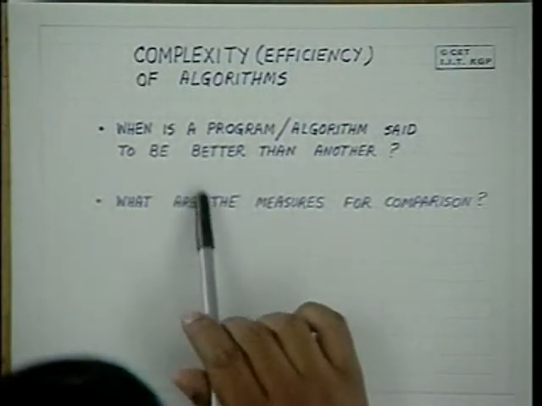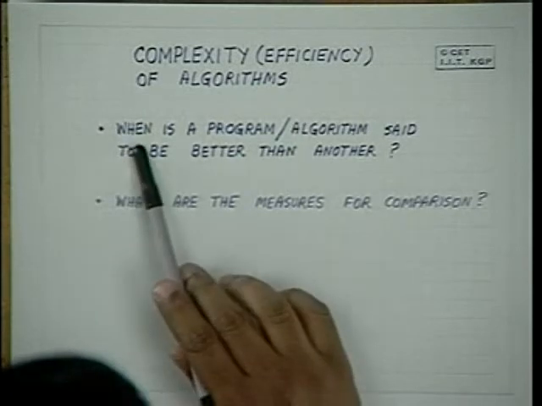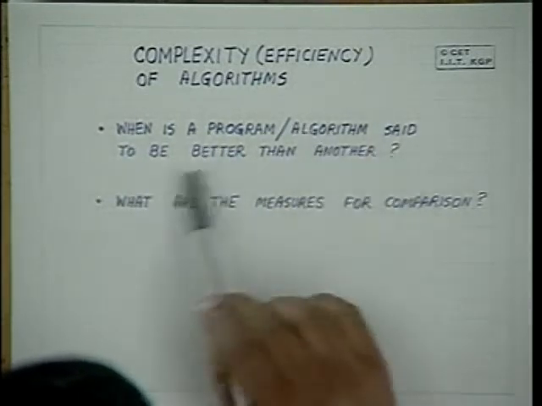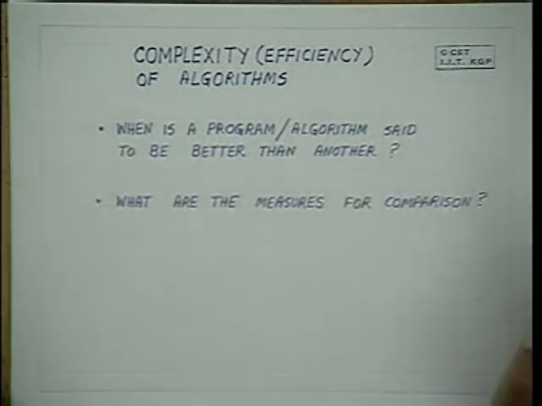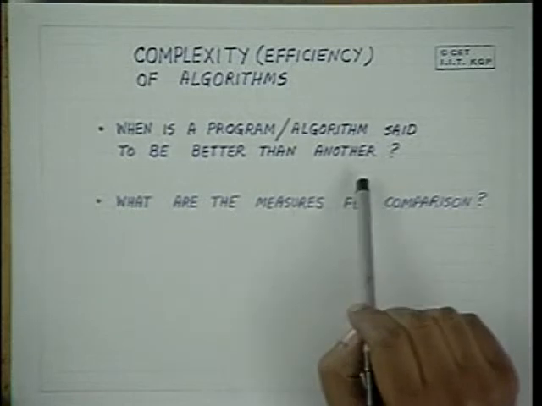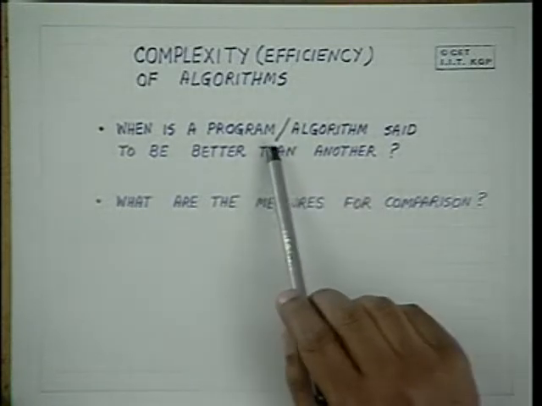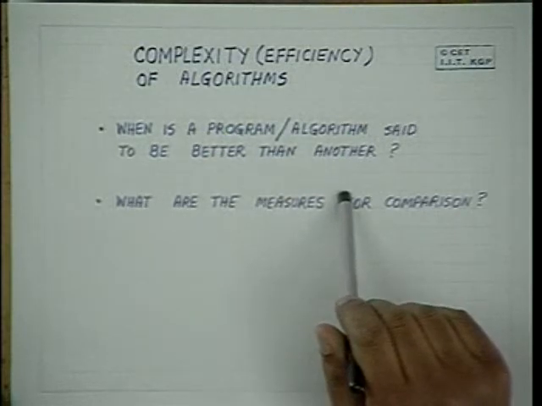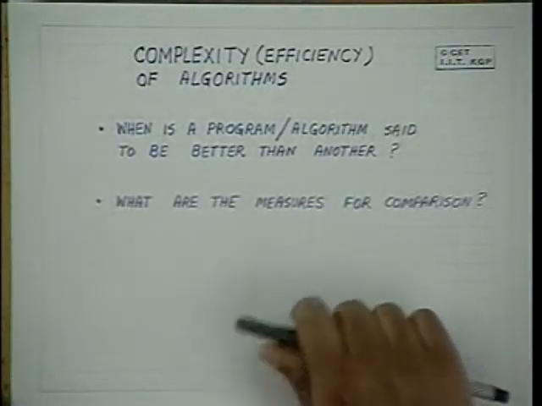To understand this, we have to answer two questions. First question is, when is a program or algorithm said to be better than another? If I give you the same program to run on two different machines, they will take two different amounts of time. And looking at the programs, one program may be much bigger in size compared to another, or may take more space than another, or may be easier to understand than another. So in terms of all these things, when do we say that one program is completely better than another?